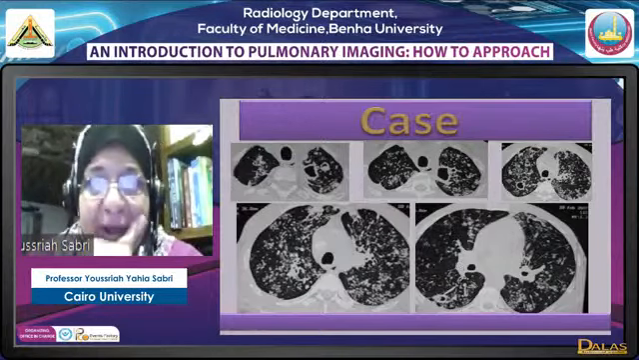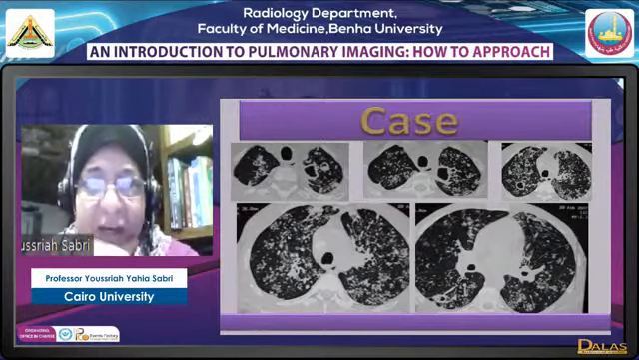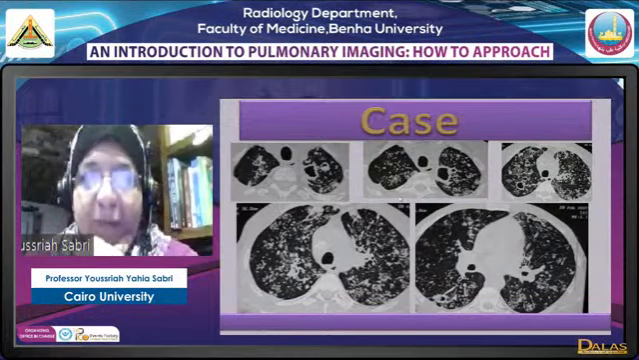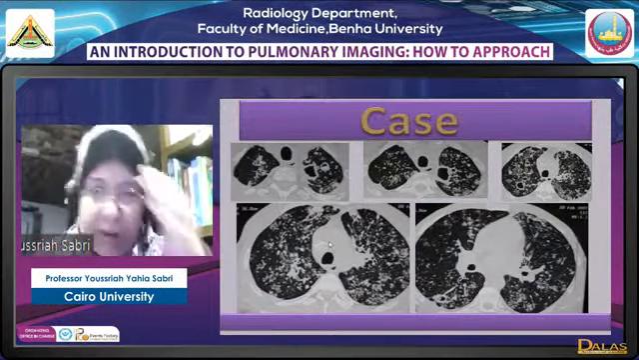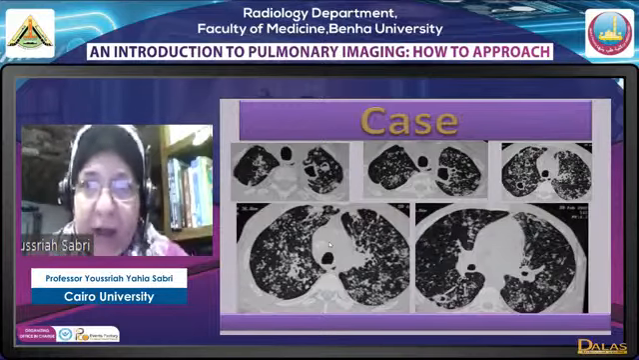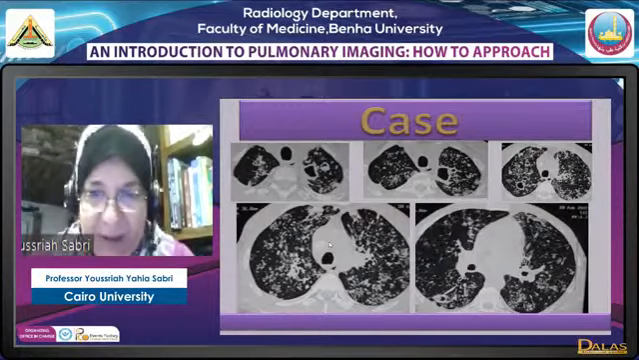Now, what do we have here? We have again multiple nodules, but they are different in appearance than the miliary. They are bigger, they are denser, and they are more irregular. These nodular appearances are what we call acinar opacities.